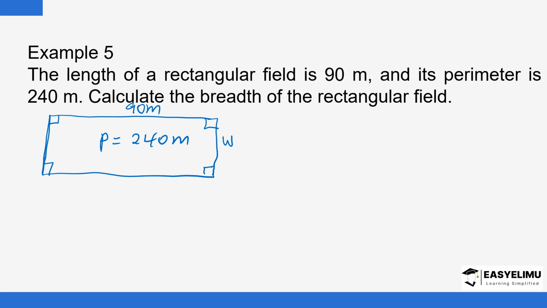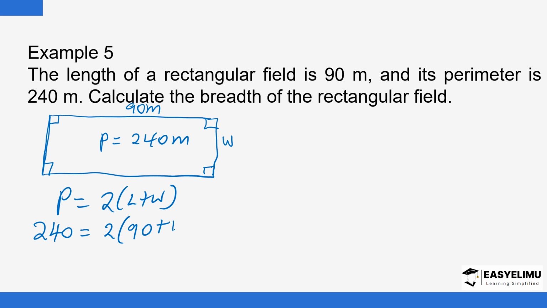So here we'll try and apply the formula. The perimeter is given by 2 into length plus the breadth. So I'll try and do the substitution into the formula in the order in which the formula is written. So I start with perimeter. Is the perimeter given? Yes. What is it? 240. Are we given L? Yes. What is it? 90. Are we given breadth or W? No. So I'll just use W there.